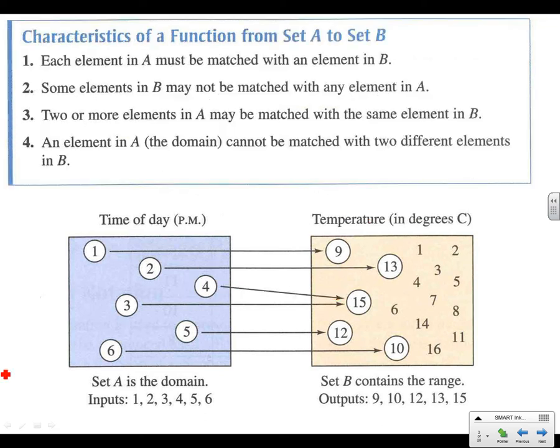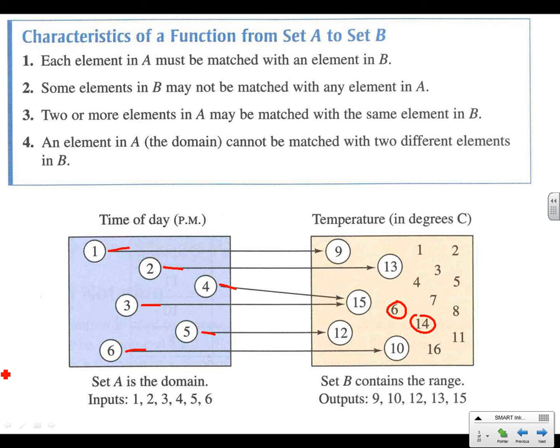So we can take a look here, a couple rules. Every element in A has to have a match. So you'll notice here 1, 2, 4, 3, 5, 6. Every one goes and matches up with something. It's okay to have output answers that don't match up with anything. So 6, 14, all the rest of them. That's fine.